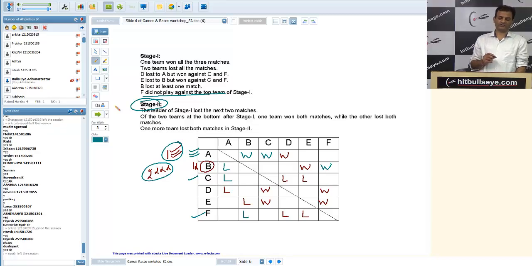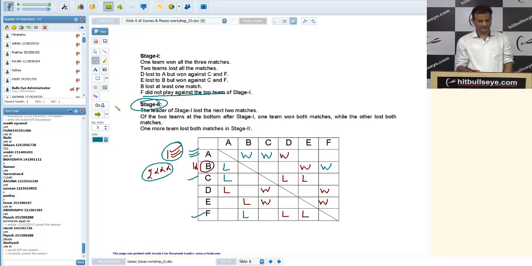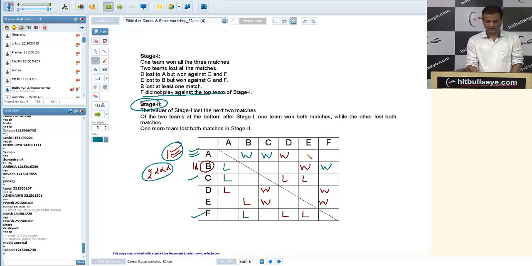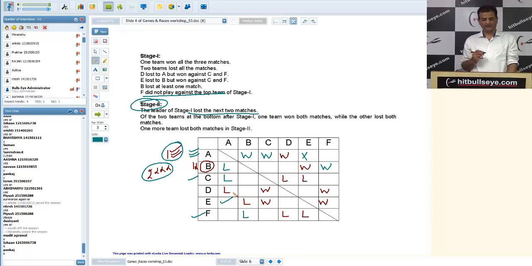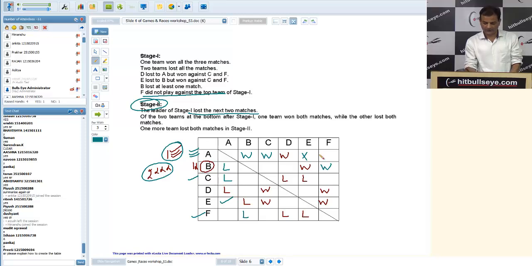The leader of stage 1 lost the next 2 matches. Now most of the students will make the next table for stage 2, but I will write here in stage 2, I will put a tick for winning and a cross for losing. Who is the leader of stage 1, students? A. A will lose, that means A will lose against E, so E will win against A, and A has to lose against F, so F will again win against A.